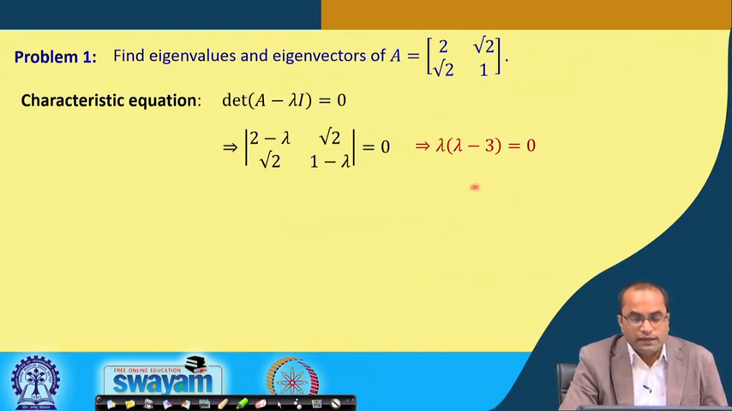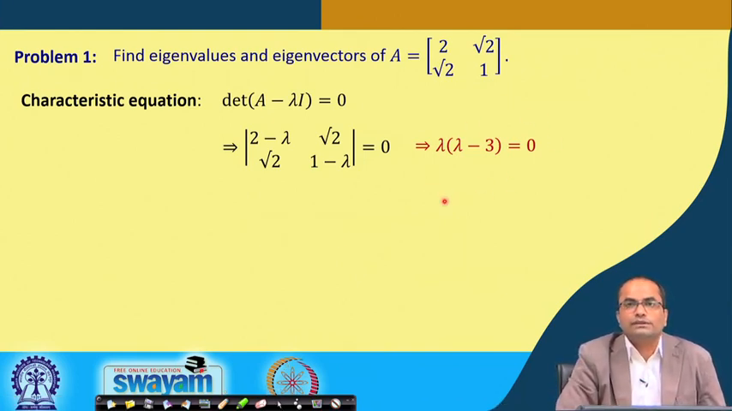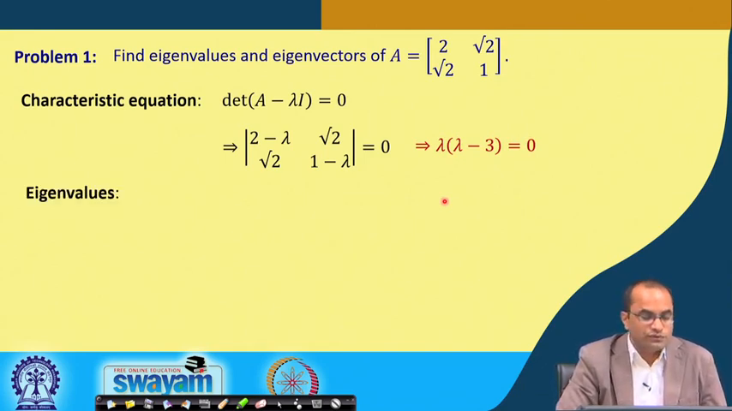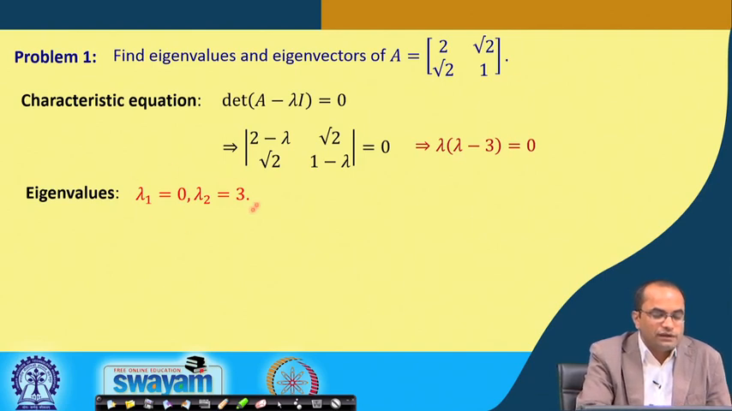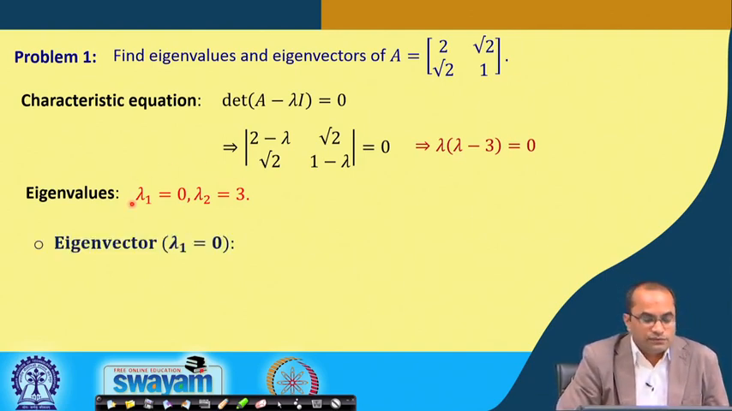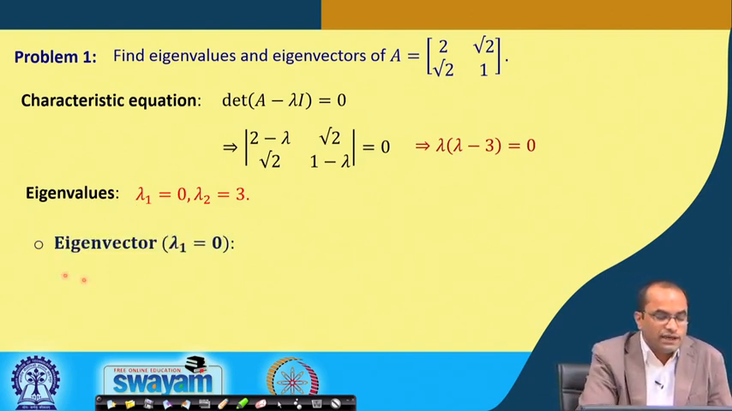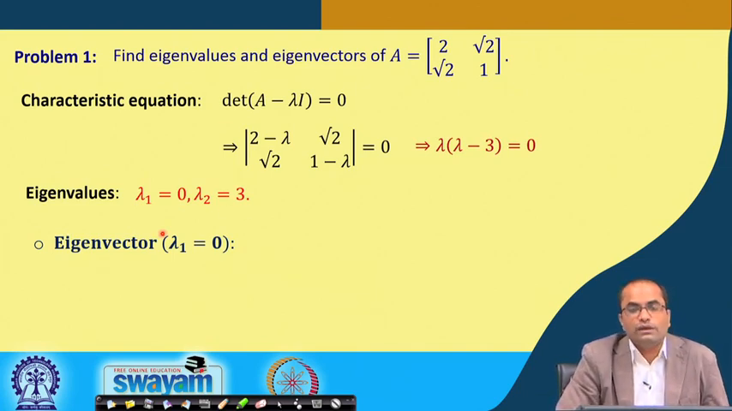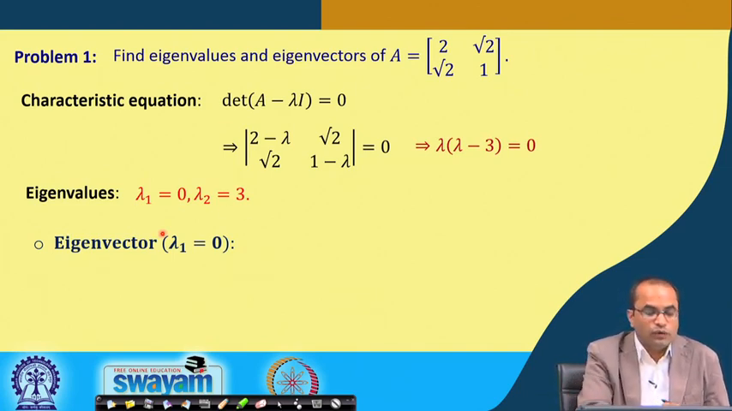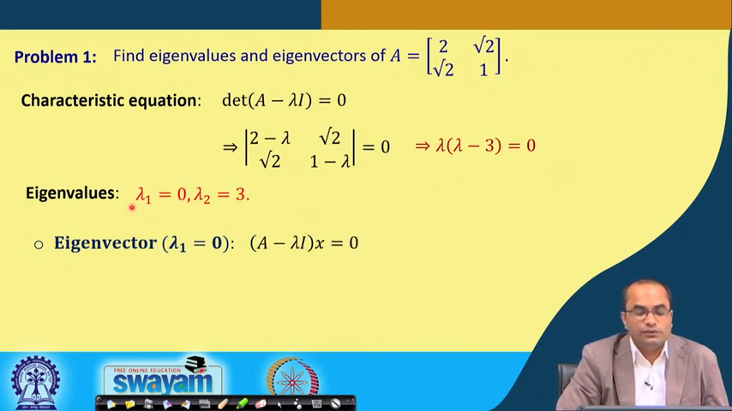So, here we have this characteristic equation, which tells that there are two eigenvalues, lambda is equal to 0 and lambda is equal to 3. So, the eigenvalues here are lambda is equal to 0 and lambda is equal to 3. So, now we will compute the eigenvector corresponding to lambda 1, the first eigenvalue, that is 0 here.